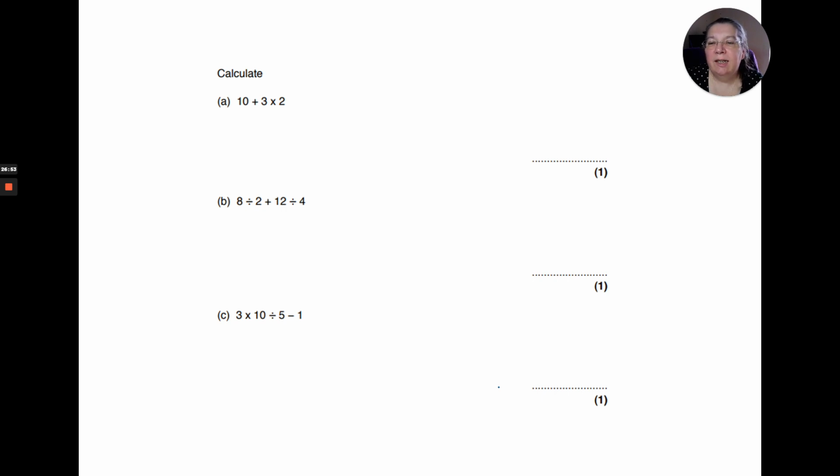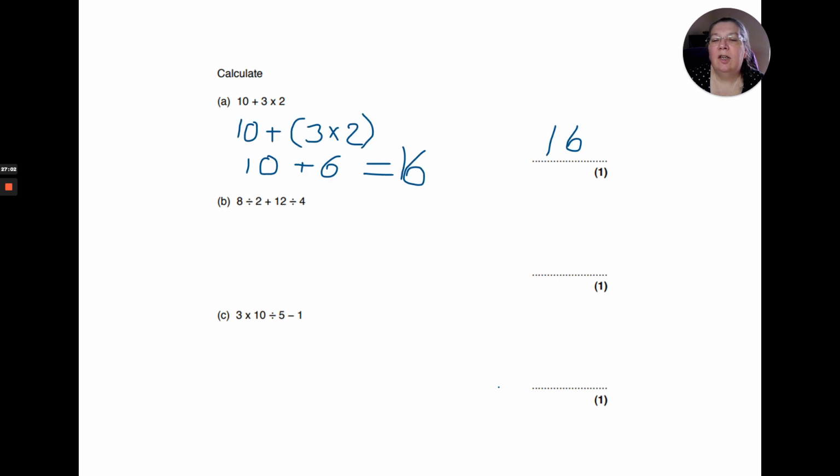So question A, 10 plus 3 times 2. So of course, according to BIDMAS, we need to do multiplication first. So I've put brackets around 3 times 2, so it tells me I must do that. 3 times 2 is 6. 10 plus 6 is 16. Well done if you got that one correct. Of course, if you didn't, you might have done 10 plus 3 is 13 times 2, which would be 26, which is incorrect.